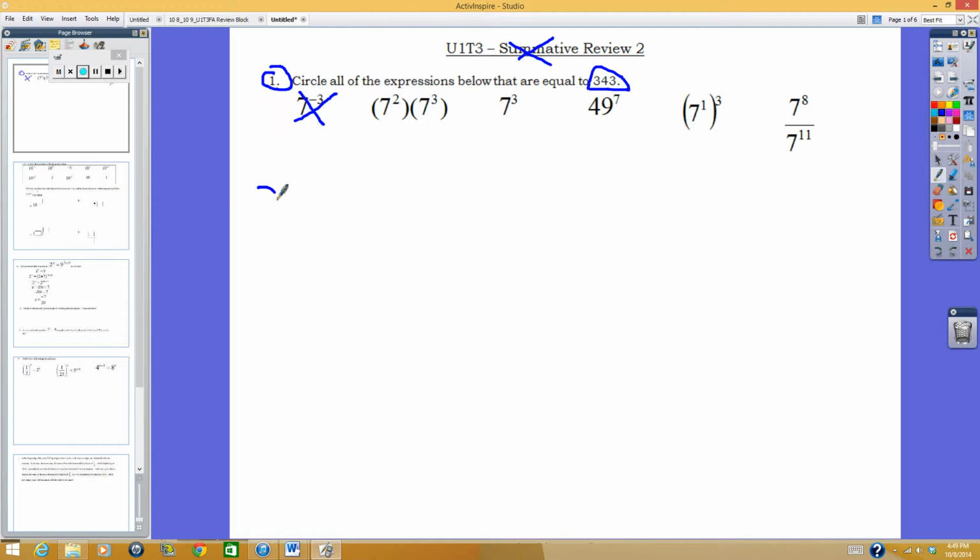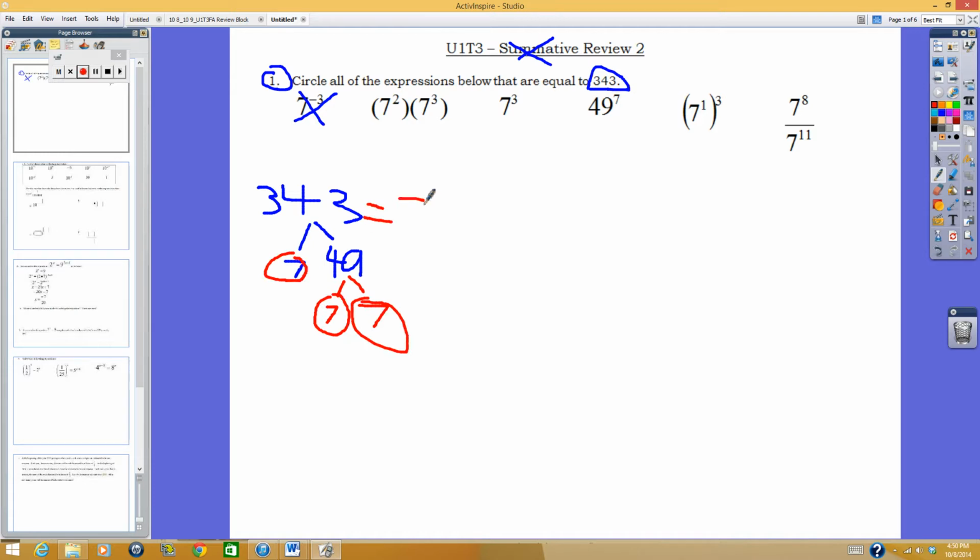So let's break it down. 343, and you're going to use 7 to break it down, right? 343 divided by 7 is 49. You don't have the same number, so you have to keep breaking this 49 down with another 7, and then you're done. 343, if you write it as a power of 7, is 7 to the third power. Okay? Hopefully you guys are good on that so far.